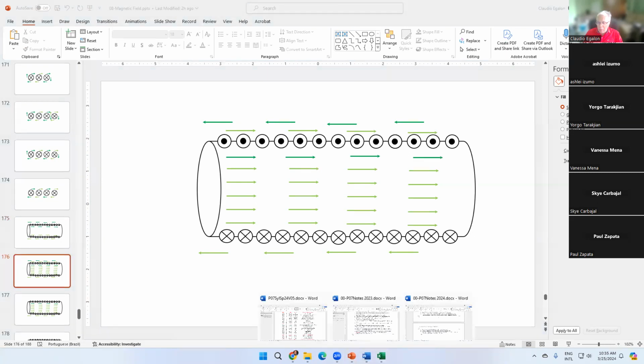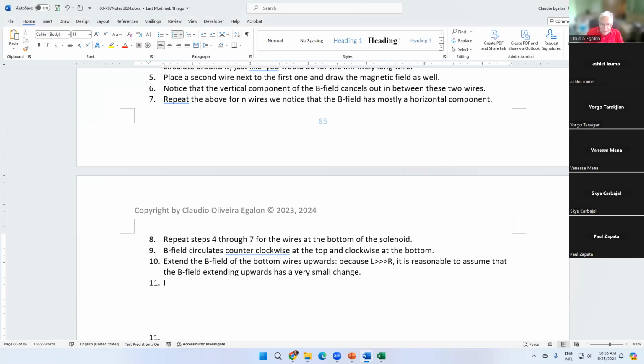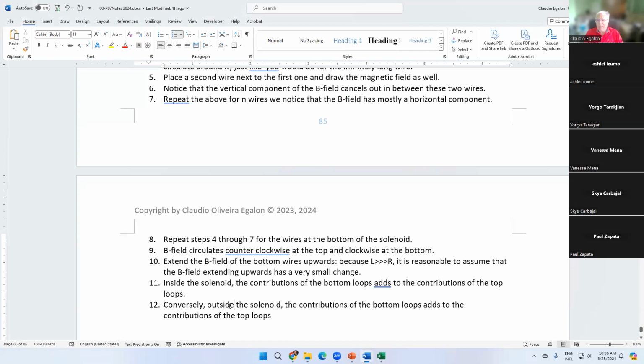So inside the solenoid, the contribution of the bottom loops adds to the contribution of the top loops. Conversely, outside the solenoid, the contribution of the bottom loops subtracts, cancels the contribution of the top loops.